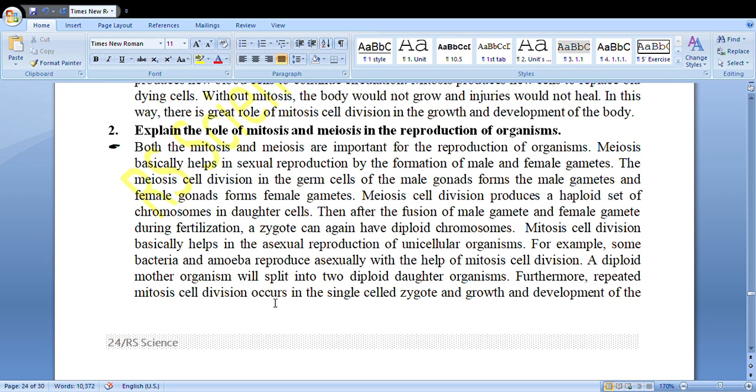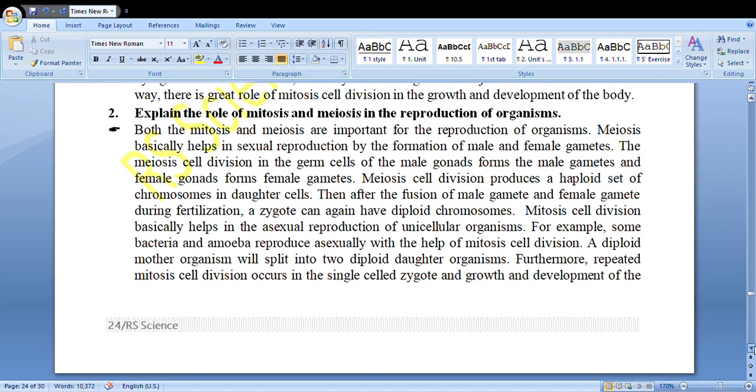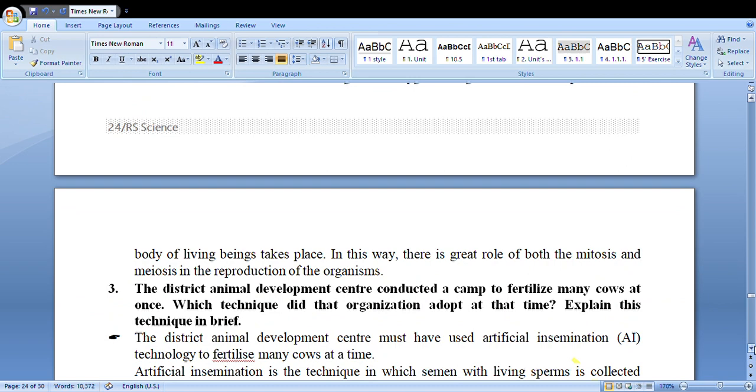Furthermore, repeated mitosis cell division occurs in the single-celled zygote, and growth and development of the body of the organism takes place. In this way, there is a great role of both mitosis and meiosis in the reproduction of organisms.